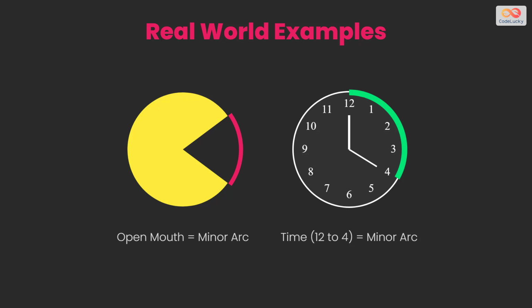You see minor arcs everywhere. Look at Pac-Man. The open mouth forms a minor arc, while the body forms a major arc. Or look at a clock. The edge from 12 to 4 is a minor arc because it covers less than half the clock face.